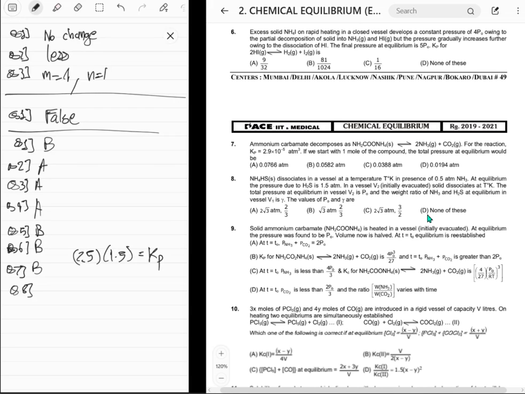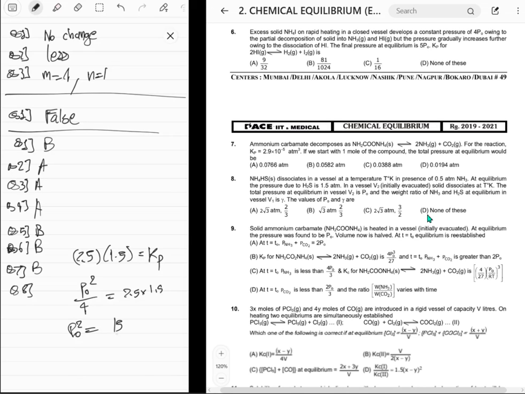So now there's nothing over. The total pressure in vessel V is P naught. So it's like P naught squared upon 4, because P naught upon 2, P naught upon 2. That thing is now going to be Kp. And the weight ratio of something is gamma, the value of P naught and gamma. So first of all, we'll find what P naught is. And this is equal to Kp. So it's like 1.5 times 2.5. So P naught square is 3 into 5 is 15. So square root 15.